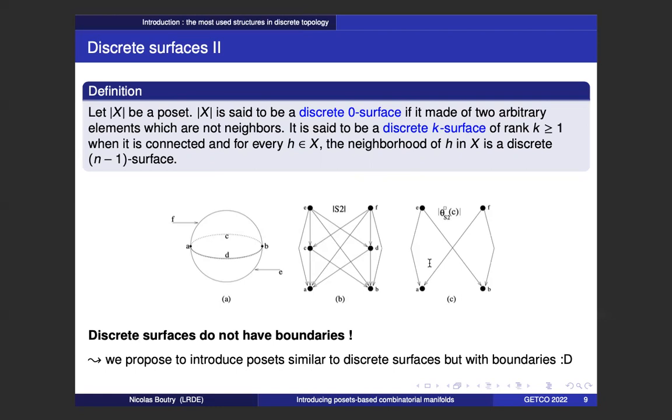For example, the two sphere represented as a diagram over there leads to this picture. You take the point C, you look for the neighborhood of C, so the parents, there are 2, the children, there are 2. You draw the neighborhood of C over there. It is a simple closed curve, so a 1 surface. It means, since you can reproduce this operation all over this poset, that this two sphere is a 2 surface. Is it okay for everybody?